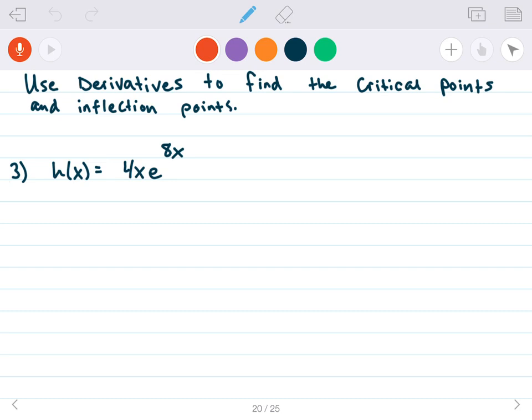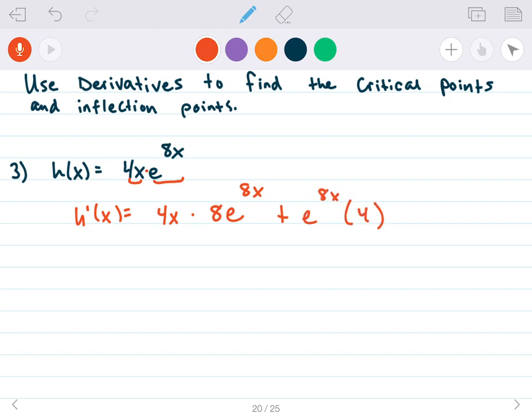Okay, let's do this one. So again, we're going to take the first derivative. Now, we have two functions. We have 4x and we have e to the 8x, so we need to do the product rule. Keep the first times the derivative of the second using the chain rule, plus keep the second times the derivative of the first.